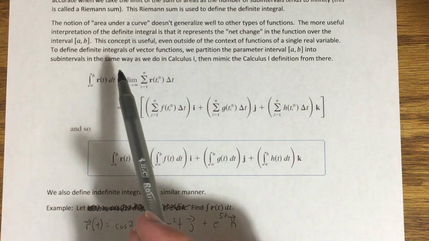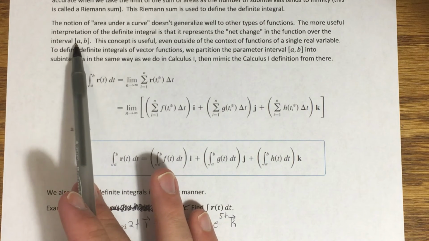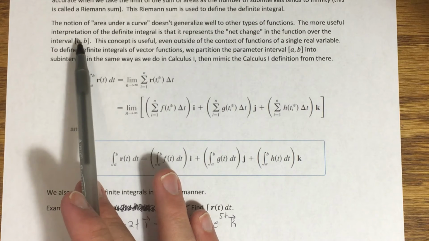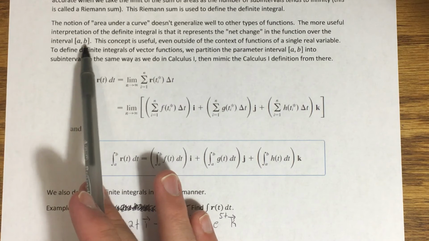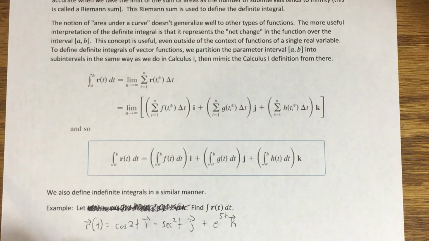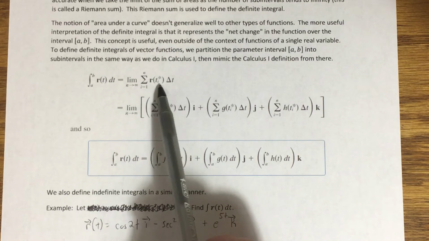So if we're looking at an interval, I oftentimes call this the parameter interval. If we're looking at the parameter interval AB, and we want to integrate a vector function over that interval, then what we're going to do is break this interval up into a bunch of sub-intervals, just like you do in calculus 1. And now in calculus 1, you use those sub-intervals to create rectangles. But you do so using this idea.